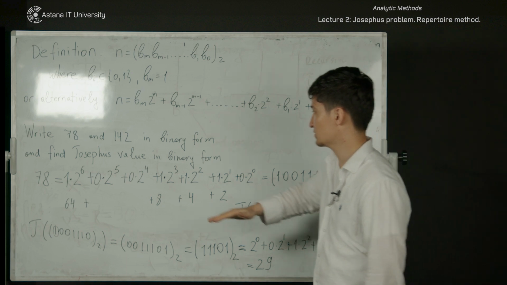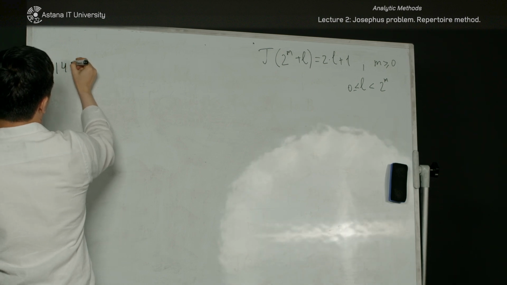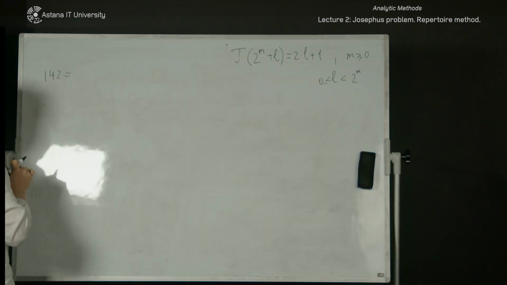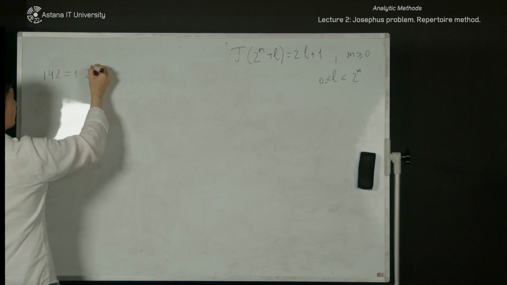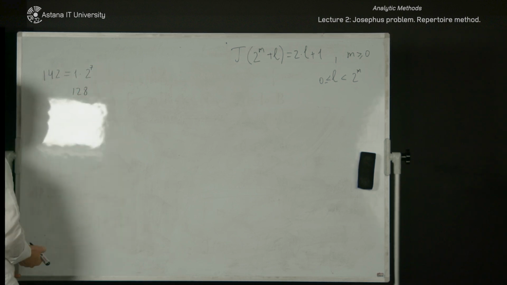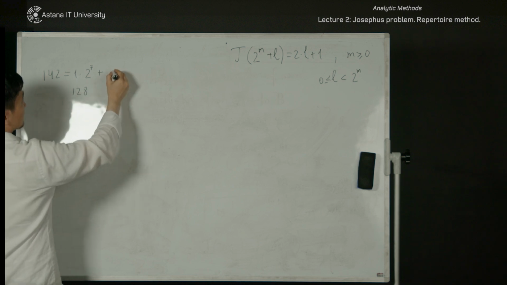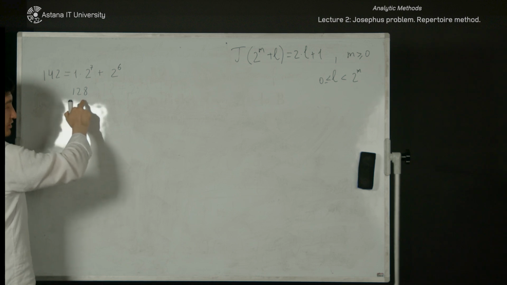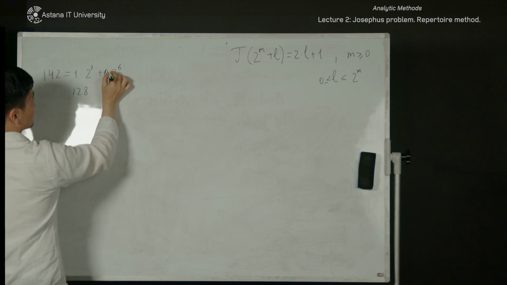Okay, let's try 142. So 142 in binary form, we're going to write like this. What is the highest power of 2 which is closest to 142? It's going to be 2 to the power of 7, which is 128. Next, by definition, the power of 2 decreases, so the next power of 2 is 6, which is 64. 128 plus 64 is already greater than 142, therefore I will not count this one.